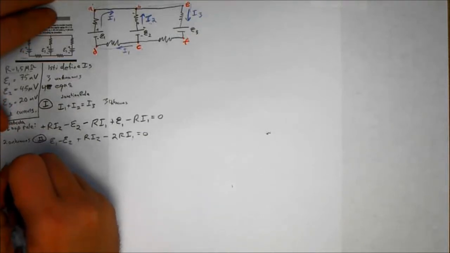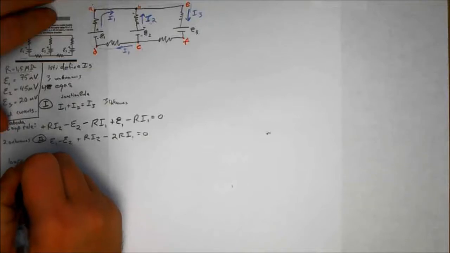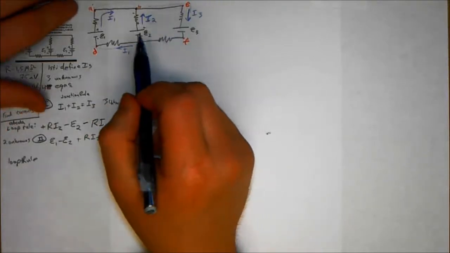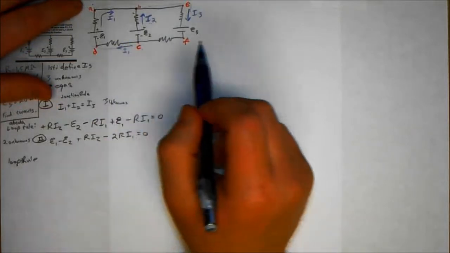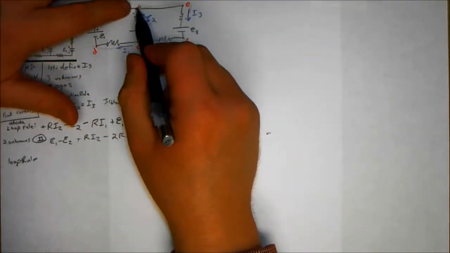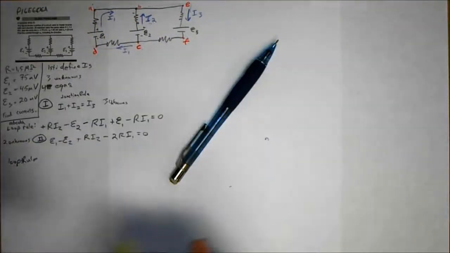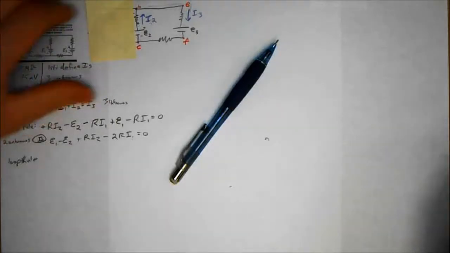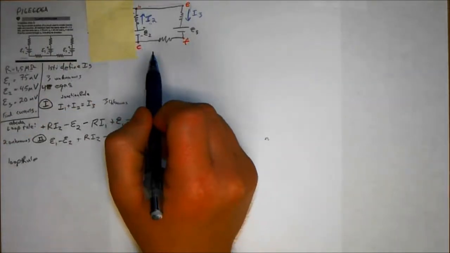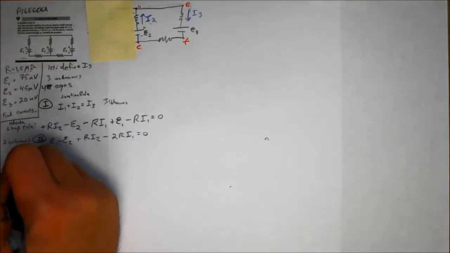So now we use the loop rule again. Let's look at, say, BEFCB. So we're going around this loop now. In fact, to accentuate where I'm going, I'm only looking at this loop. BECFB.